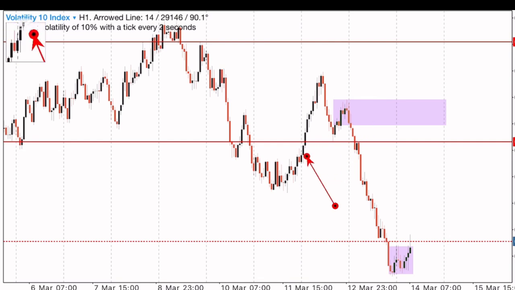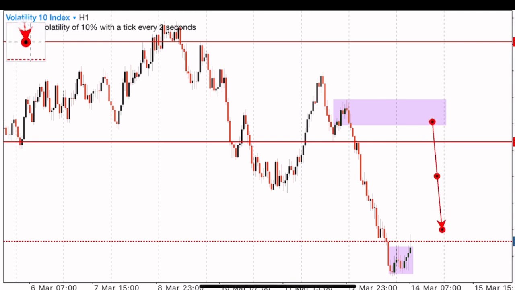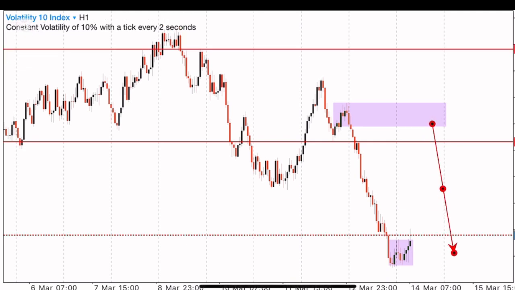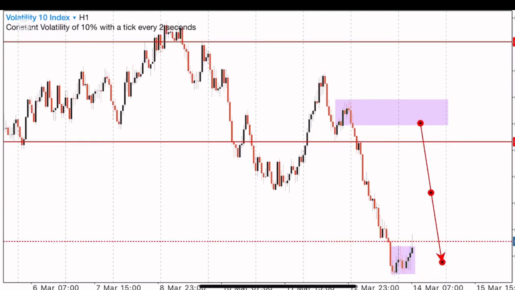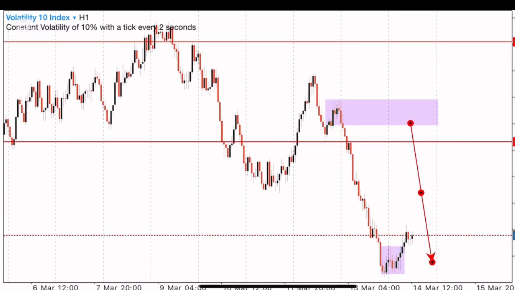You see, you have to make your chart very neat like this. So we want price to come back here, and when it comes here, what we want to do is sell because price is bearish. So we want to sell. It is as simple as that. We want to sell whenever price comes in.